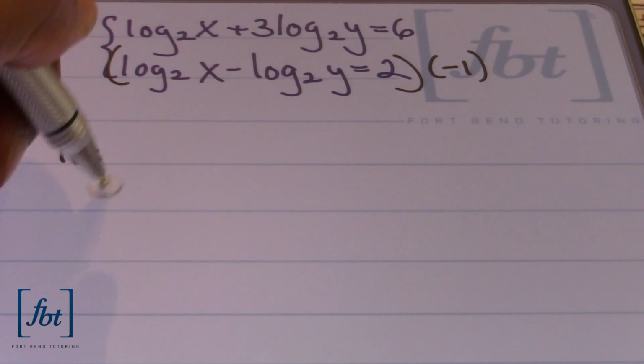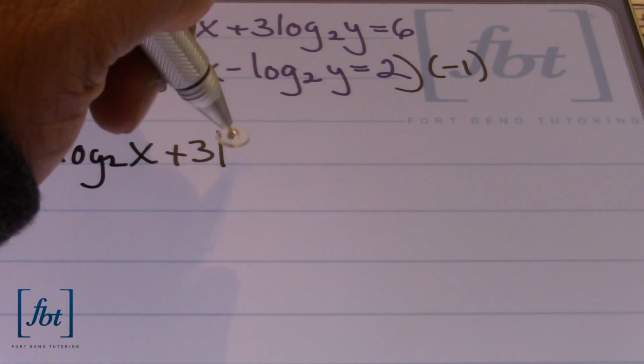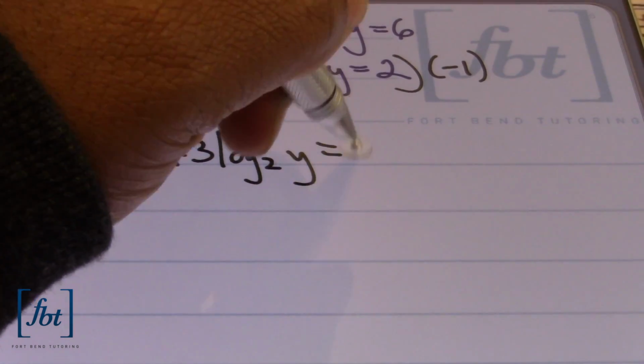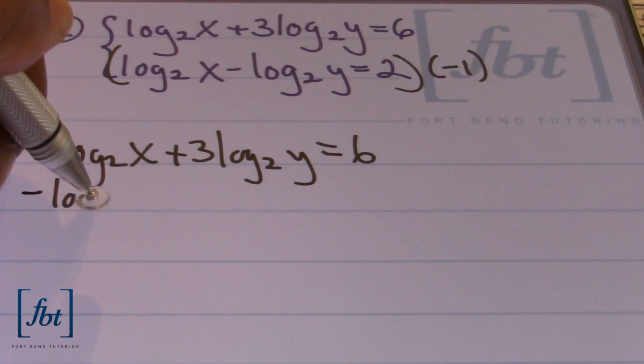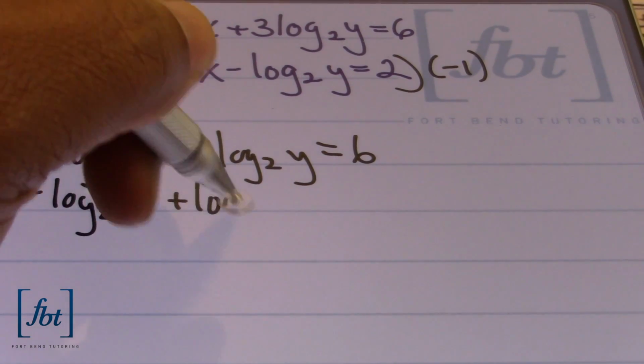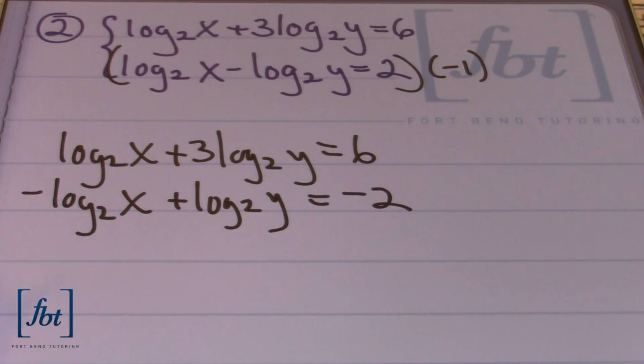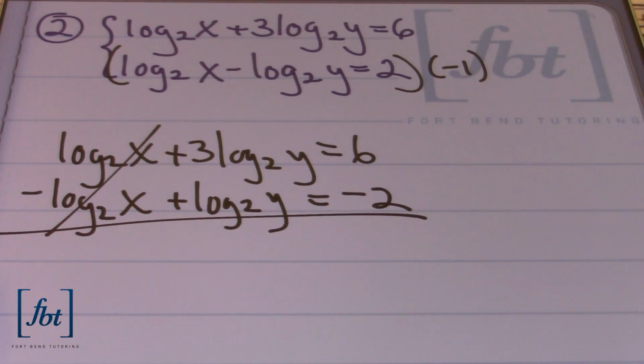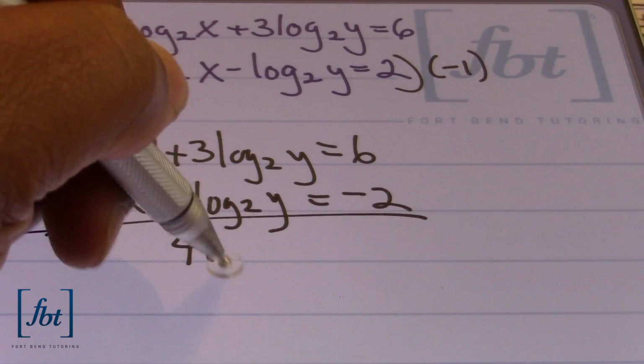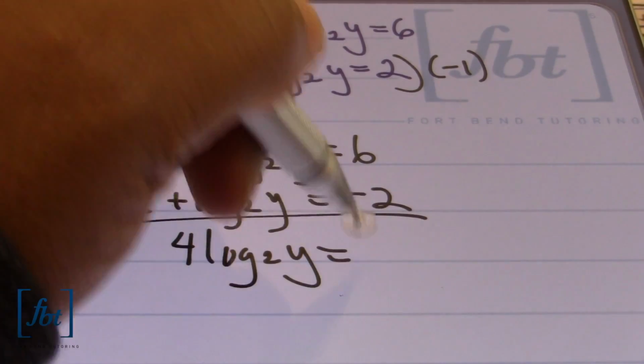So we're going to have log base 2 of x plus 3 times log base 2 of y equals 6, and end up with negative log base 2 of x plus log base 2 of y equals negative 2 for our second equation. Once I have this rewritten in this form, we can go ahead and use the elimination method, and what happens is our first terms, the terms that have the variable x, cancel. They're additive inverses. So then, combining our remaining terms, adding 3 log base 2 of y and log base 2 of y together, you'll end up with 4 log base 2 of y, which equals 4.